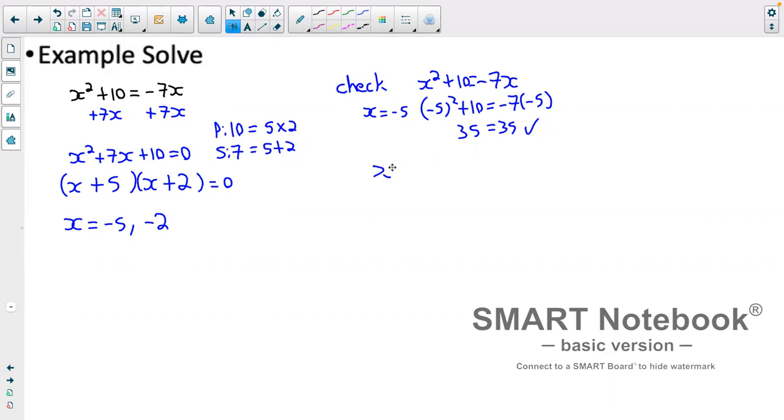We can also check x equals negative 2. So we'd have negative 2 squared plus 10 equals negative 7 times negative 2. So that would be 14 equals 14. So both sides are the same. So that one did work as well. So we know that these answers that we came up with were correct. So once again, you don't necessarily have to check, but if you're unsure, it might be a good idea.